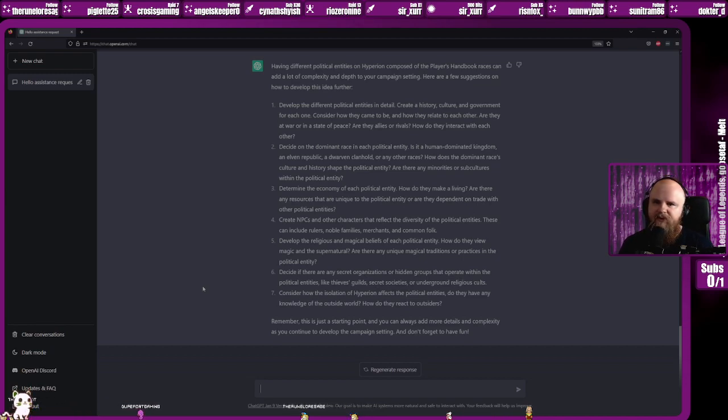Let's see. "Having different political entities on Hyperion composed of the Player's Handbook races can add a lot of complexity and depth to your campaign setting. Here are a few suggestions on how to develop this idea further. Develop the different political entities in detail. Create a history, culture, and government for each one. Decide on the dominant race in each political entity."